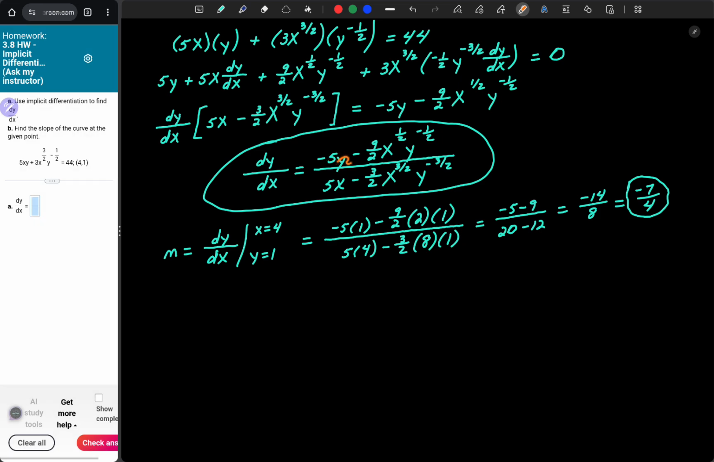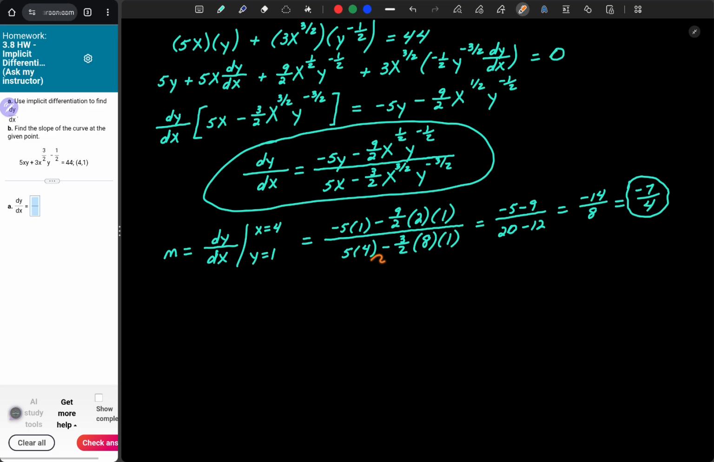In my numerator, negative 5 times y is negative 5 times 1, minus 9/2 times x to the 1/2. Well, that's 4 to the 1/2, which means the square root of 4. Well, the square root of 4 is 2. Times 1 to the negative 1/2, and 1 to any power is just 1. I get the numerator done.